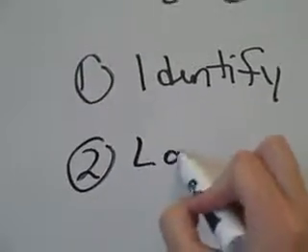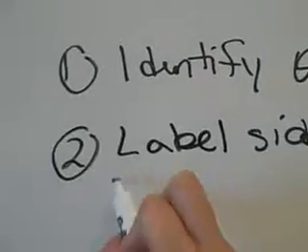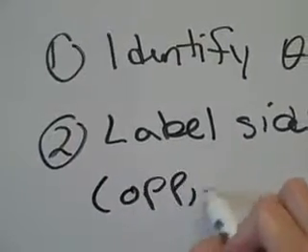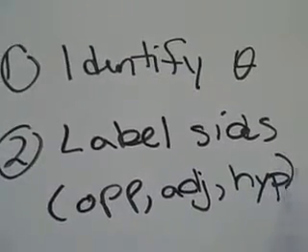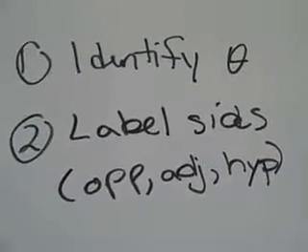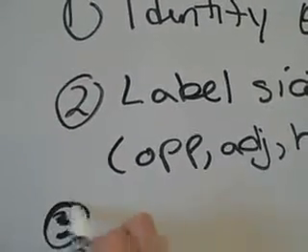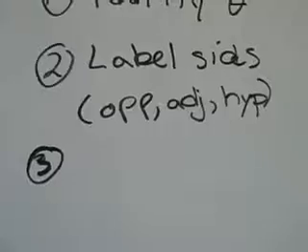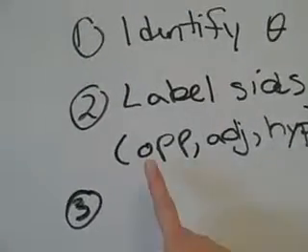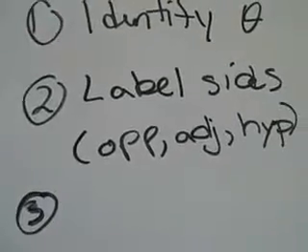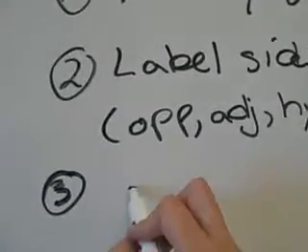The second step is label your sides. So you're going to say, well, do I have an opposite side, an adjacent side, or a hypotenuse? After you've labeled your sides, the next step is you need to figure out what trig function you're using. By looking at the types of sides you labeled, that's going to tell you what trig function to use.